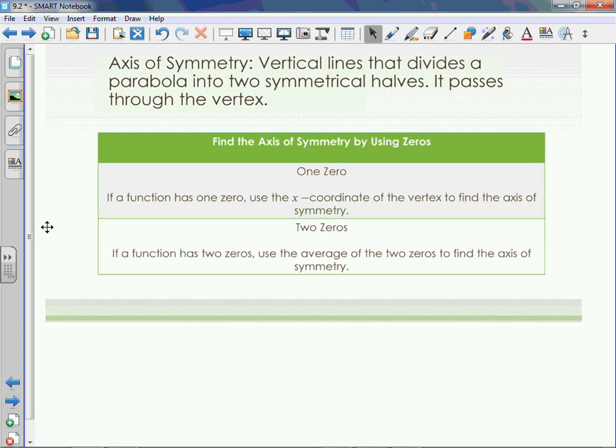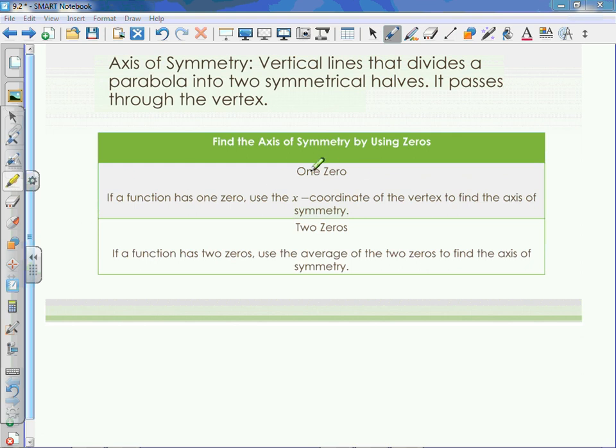All right. So axis of symmetry divides the parabola into 2 halves. So there are 2 different ways to find the axis of symmetry using the zeros or the graph. So if there's only 1 zero, then the x-coordinate is the axis of symmetry. If there are 2 zeros, you have to use the average of the 2 zeros.